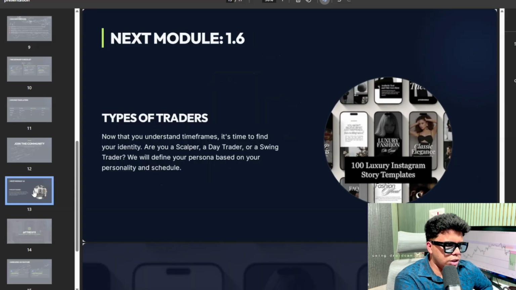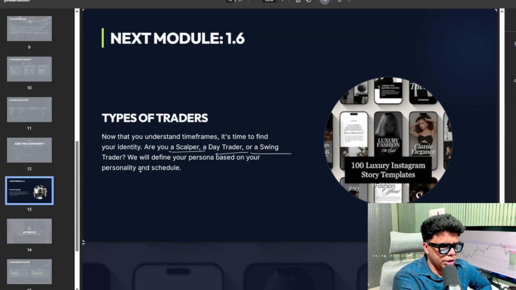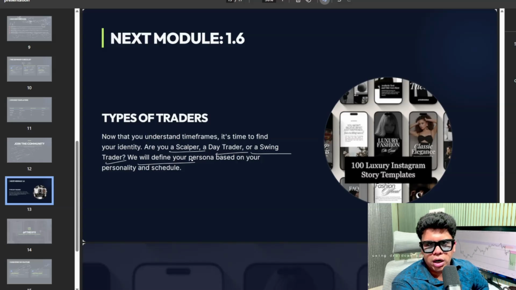The next class we are going to discuss the types of traders. There are 3 types of traders: scalper, day trader, swing trader. If you want to be a scalper, day trader, or swing trader, what are the rules there? How to choose the best trading identity for yourself.